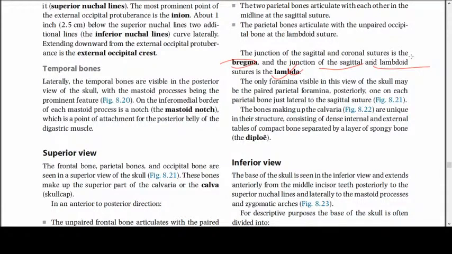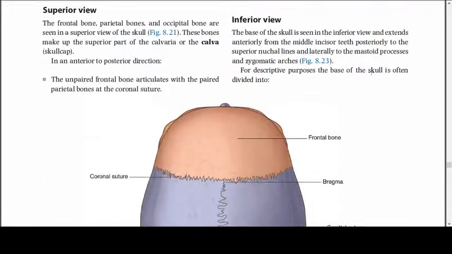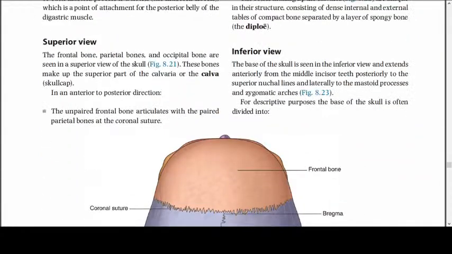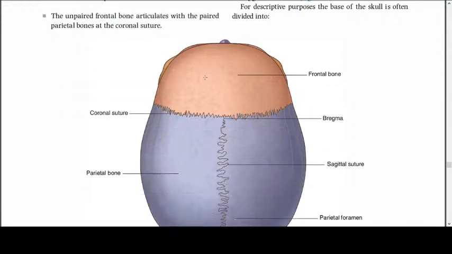Suppose this is the skull. This is the sagittal suture and this is the coronal suture. This particular point is called bregma, and suppose this is the lambdoid suture, then this point is called lambda. Calvaria, the skull cap, we will study this.